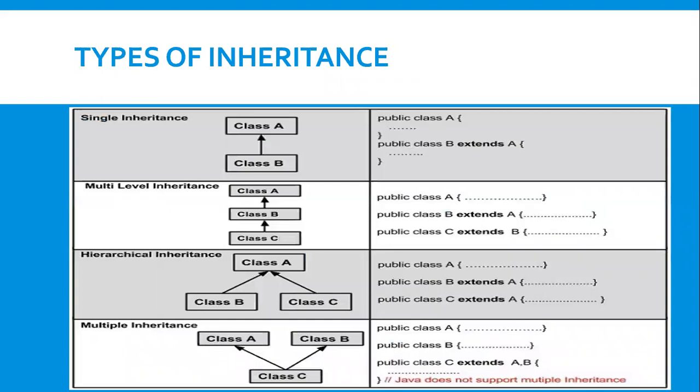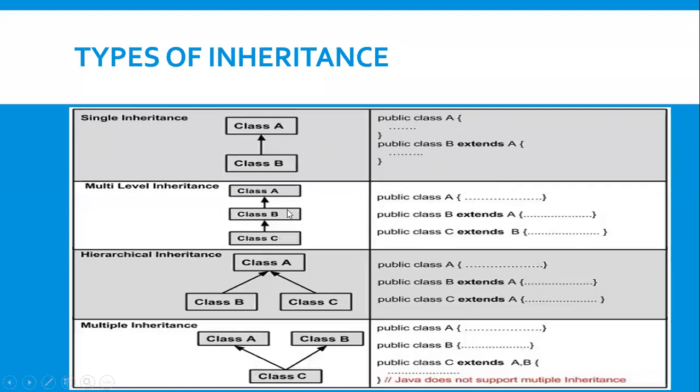So according to the code, if you consider the coding side, how is single inheritance represented using code? Here class A is the parent, and class B is the child. So class B can get the properties of parent class A using the extends keyword. Generally the extends keyword is used between two classes if they want to perform inheritance, single level inheritance.